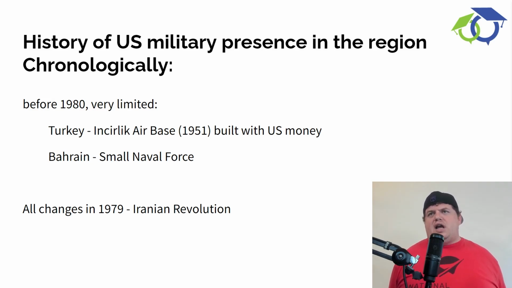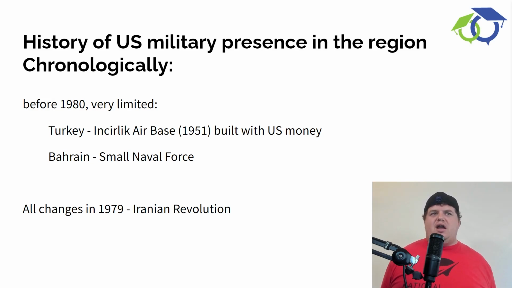That all changes in 1979 with the Iranian Revolution. Iran goes from being a friend of the United States to an enemy with the overthrow of the Shah. If you are unfamiliar with the Iranian Revolution, the movie Argo, which is a Ben Affleck movie, does a really good job of explaining and going through the hostage crisis. And there are a lot of different movies that I'm going to mention throughout this, because a lot of the military aspects of this region have been captured in popular films.